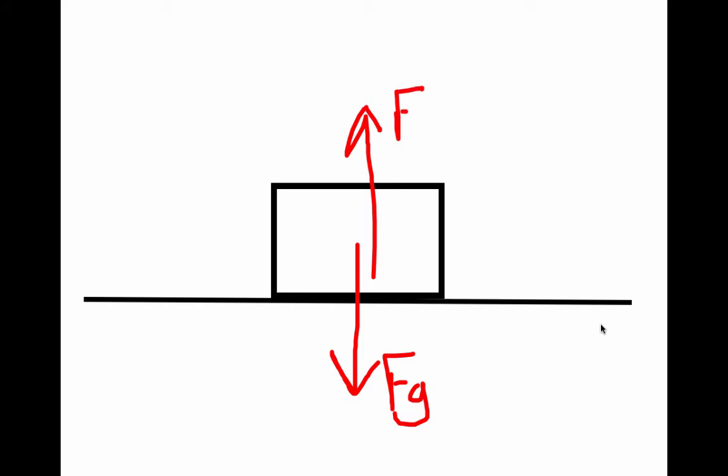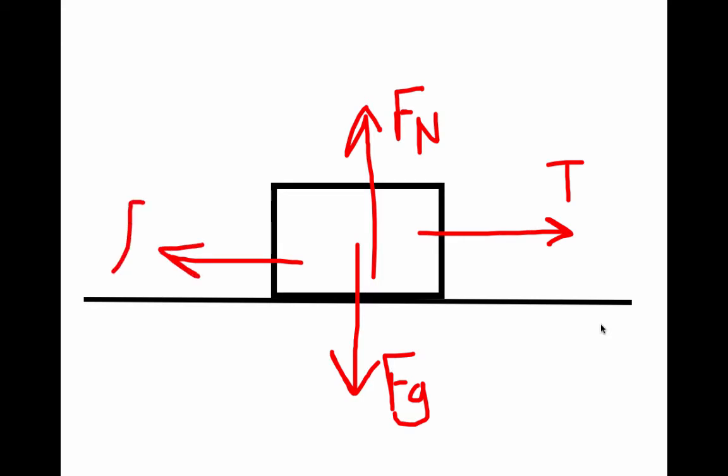Here's the free-body diagram for our trials, pulling the block at constant velocity. Forces you could identify would be the force of gravity downwards, the normal force from the surface pushing back up, the applied force or the tension from the force sensor, and combating that would be the frictional force.